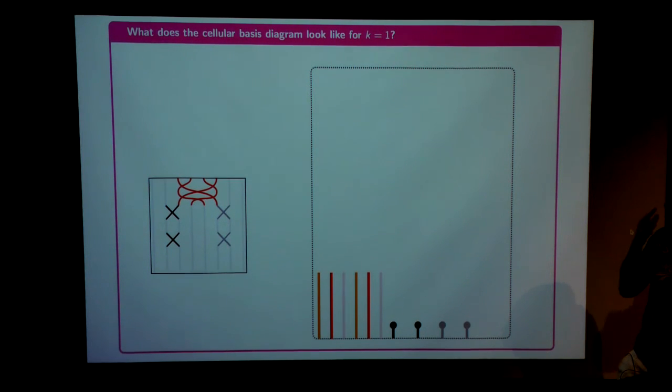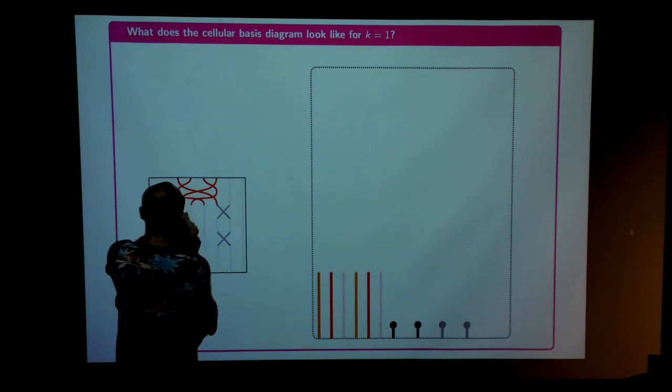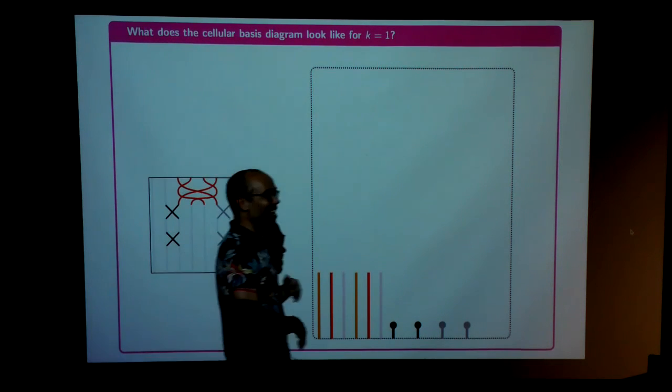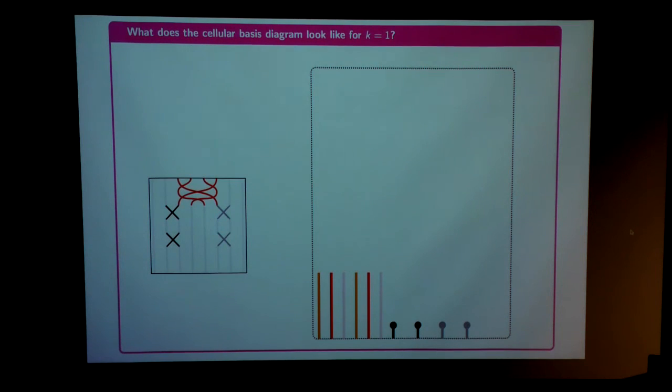Is the longest word for S4 not length 6? Did I do that wrong? 1, 2, 3, 4. 1, 2, 3, 4, 5, 6. Yeah, so there's 6. Yeah, that's out of 6, because the longest word at the top there, the longest word for S4, is 6 terms.